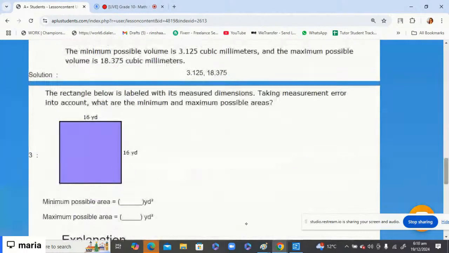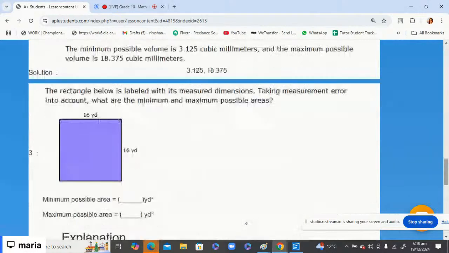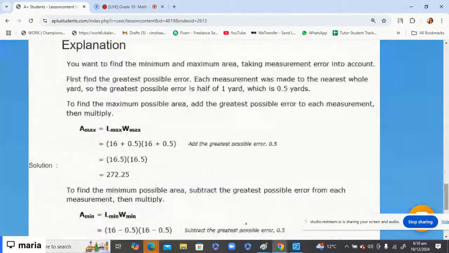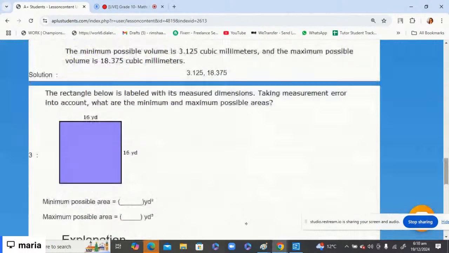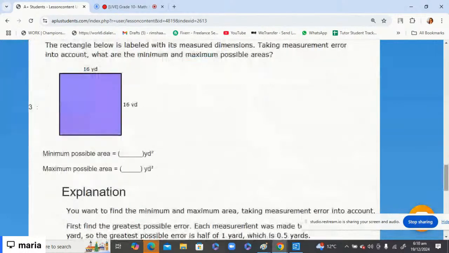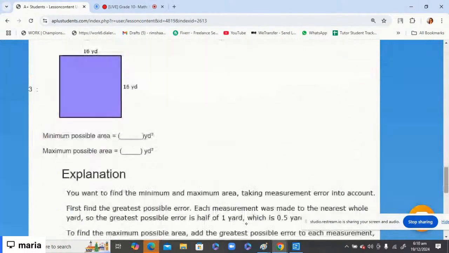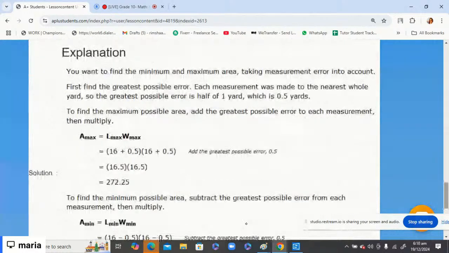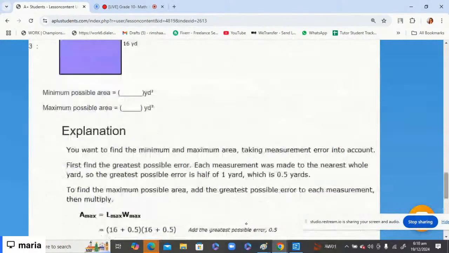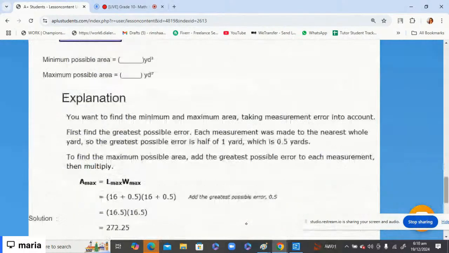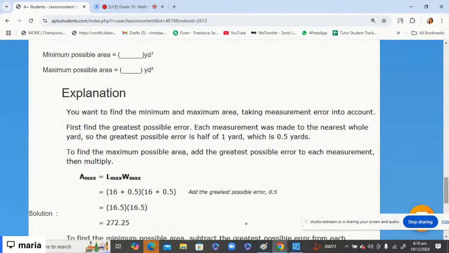The rectangle below is labeled with its measured dimensions. Taking measurement error into account, what are the minimum and maximum possible areas? For the rectangle, it's length times width only. The length is 16 yards and the width is 16 yards. It's a square, okay? Now as we know the possible error is 0.5, so first we add 0.5 to both, and then simply multiply.